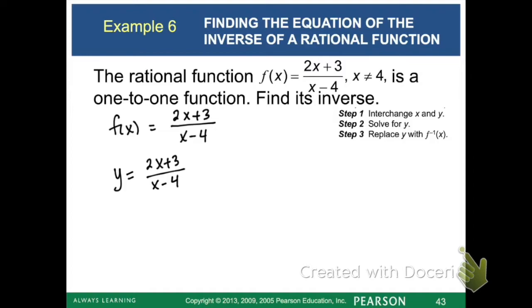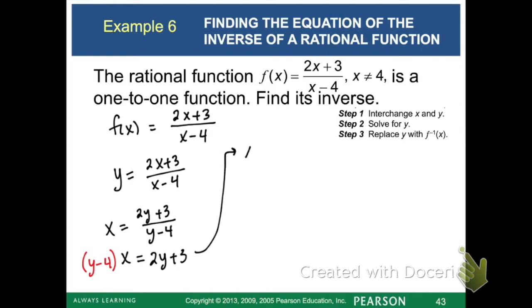The first thing we're going to do is instead of putting f of x, we're going to put y, and then we're going to switch all of our x and y values. Next thing I need to do is, since I have a fraction, I want to get rid of that, so I'm going to multiply the denominator of y minus 4 over to the left side. So now that I've gotten rid of my fraction, I'm going to distribute the x to the y minus 4.